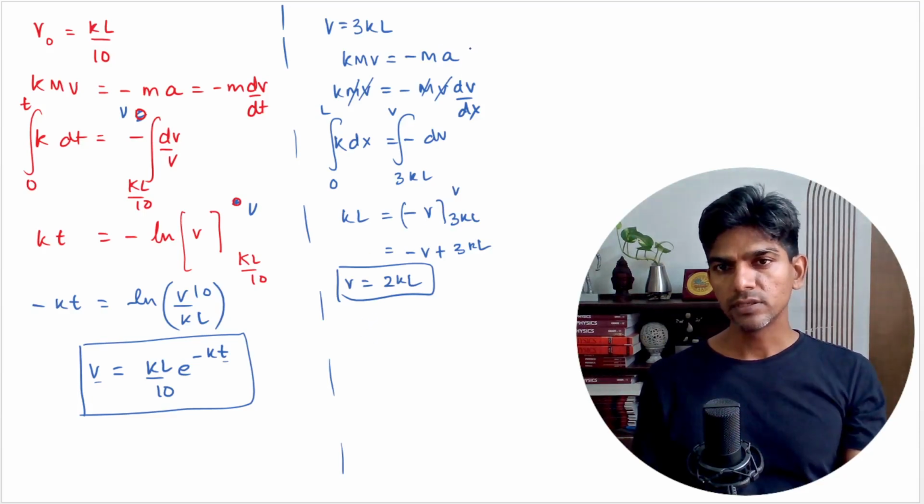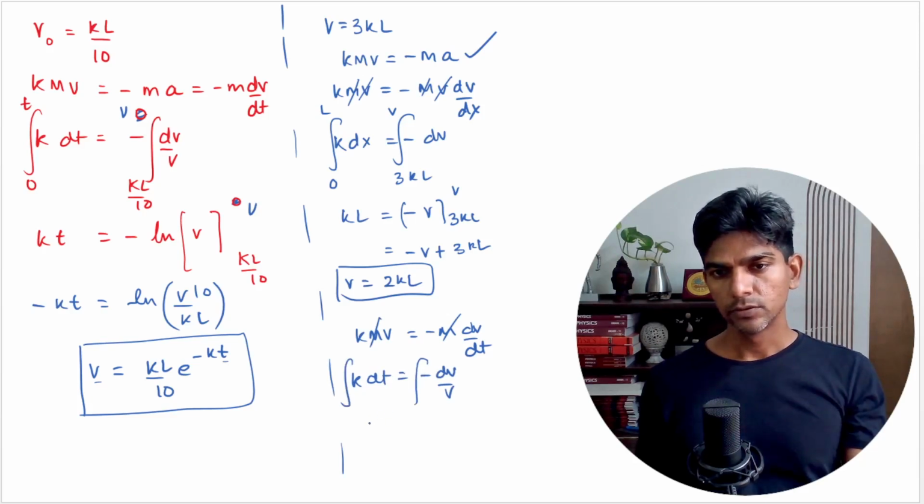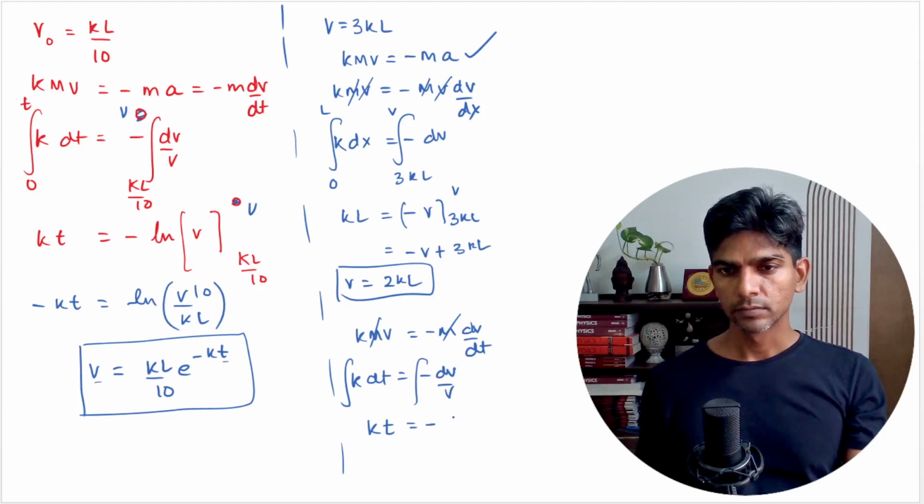Now we again use the same relation. So kmv is equals to minus m dv by dt. So m will get cancelled out. So k dt is equals to minus dv by v. Let us integrate this. So it will be kt is equals to minus ln V, and the limit is from 3kl to 2kl. So that comes out to be minus ln 2 by 3.